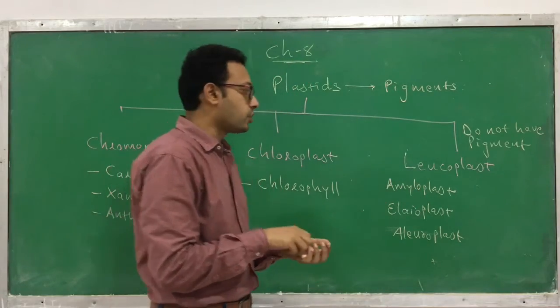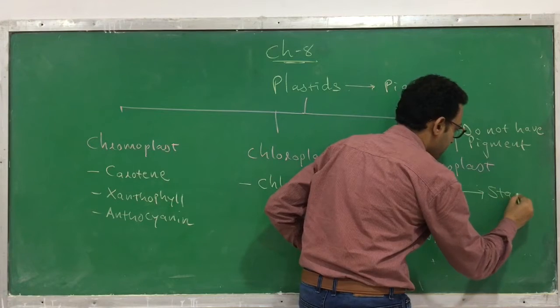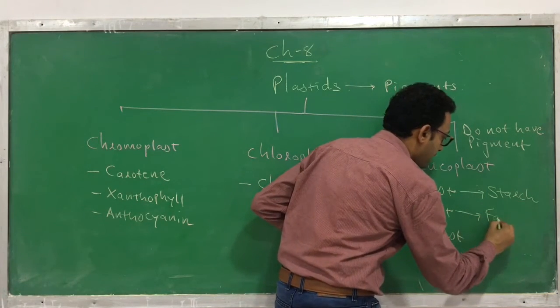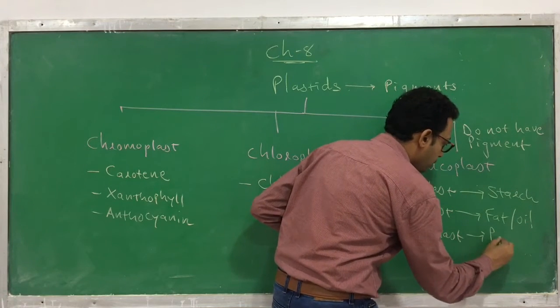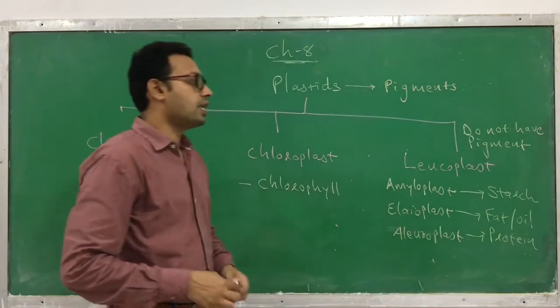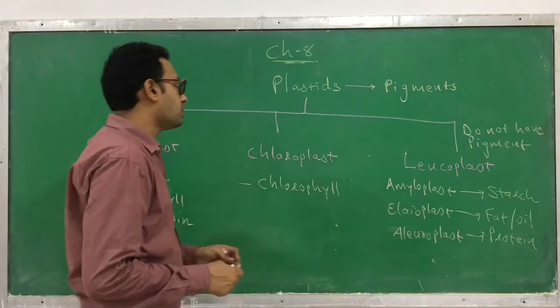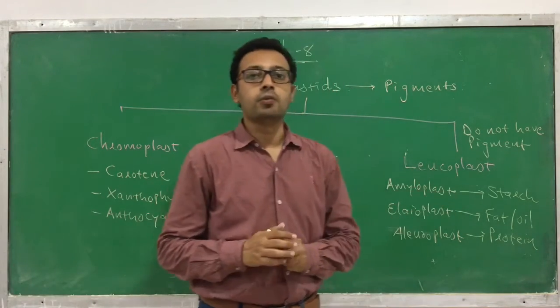Amyloplast, what does it store? It stores starch. Elaioplast, what does it store? It stores fat or oil. Aleuroplast, what does it store? It stores protein. So these are the contents that you can find in a leucoplast. This is about the plastids: chromoplast, chloroplast and leucoplast.